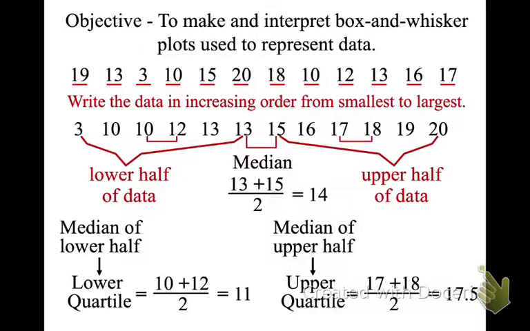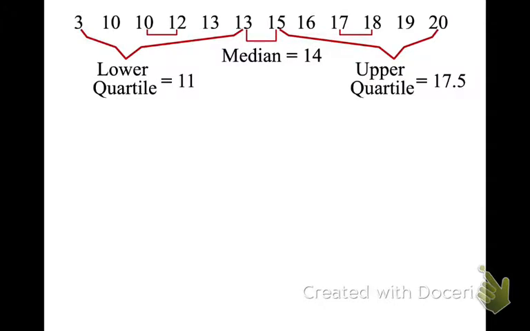Okay, so I'm going to go back. Okay, pause the recording if you want to write this data, but I'm going to just use that bottom part. Okay, so my upper quartile, which is the upper median, is 17.5. The median is 14. And the lower quartile, which is the median for the lower half of the data, that is 11. Okay, those become important numbers.